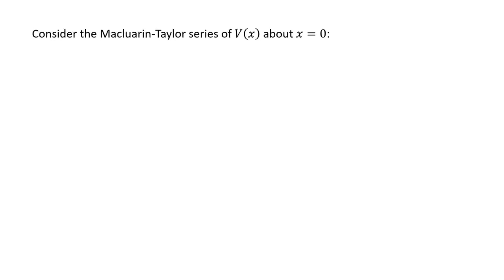Now we're going to look at the Maclaurin-Taylor series of the potential energy about x equal to 0. And here we see the first three terms of it. Of course, there are extra terms. There is the x to the power 3 term and the x to the power 4 term and so on. You can refer back to your first year calculus textbook if you want to quickly read up on this again or revise it.